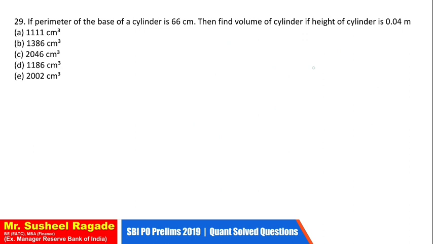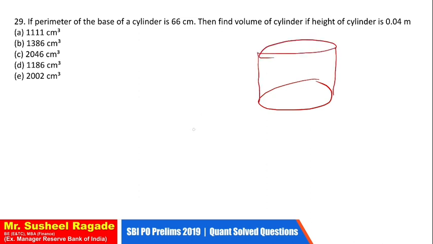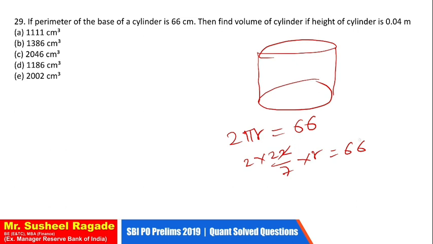If the perimeter of the base of a cylinder is 66, the base of a cylinder is a circle. So 2 pi r is equal to 66. 2 pi is 22 by 7, into r is equal to 66. So r is equal to 21 divided by 2. Find the volume of the cylinder.